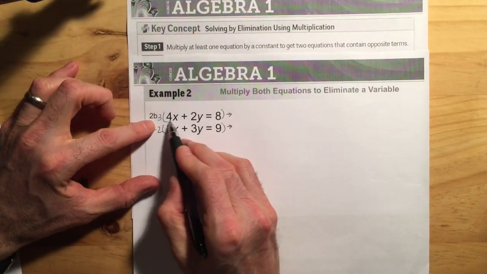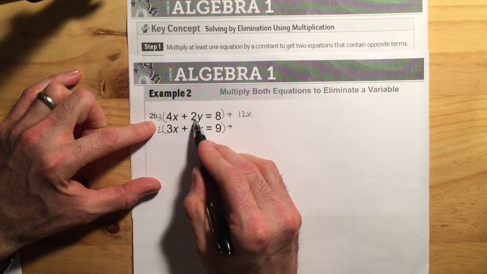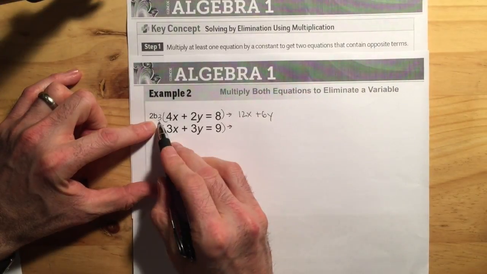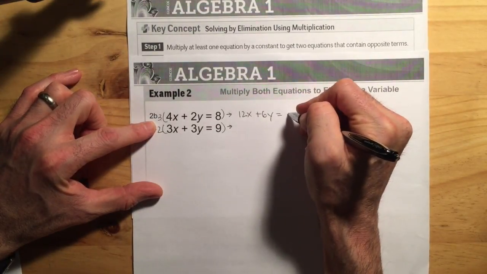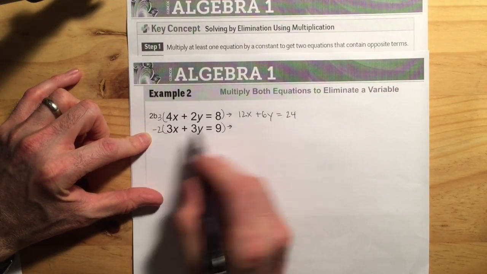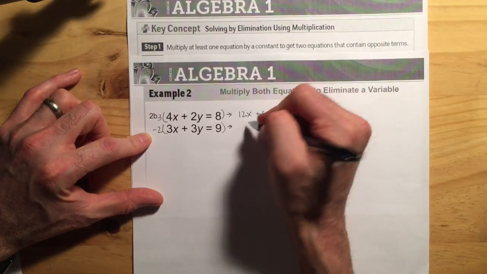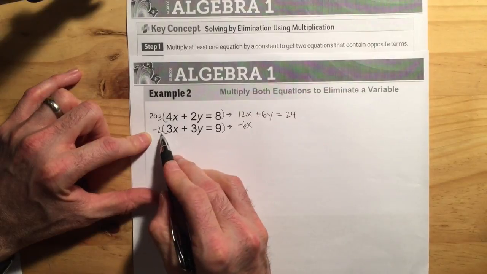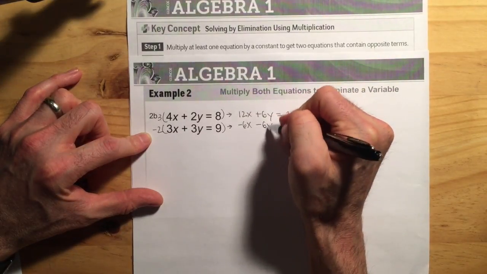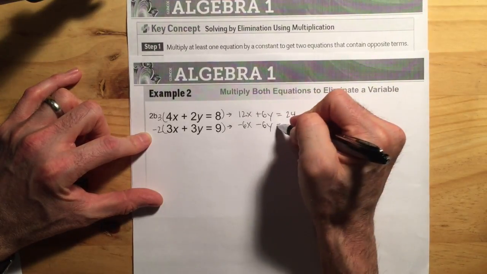So here we go. 3 times 4x, this is 12x. 3 times positive 2y, that is 6y. And 3 times 8, that's going to equal 24. Now I'm going to multiply the second equation by -2. -2 times a positive 3x, that's -6x. -2 times a positive 3y, that's -6y. See what happened? -2 times positive 9, that's -18.